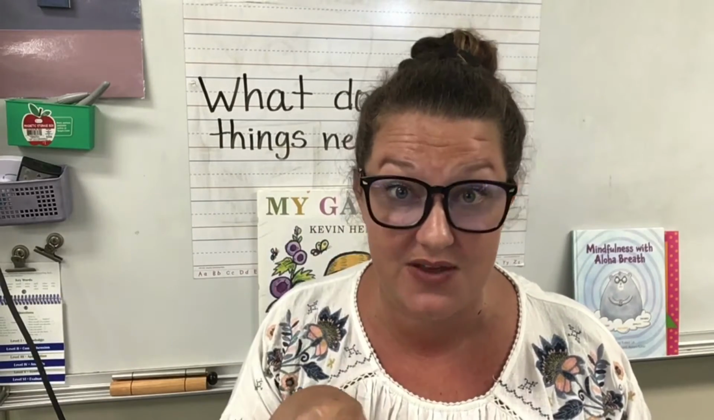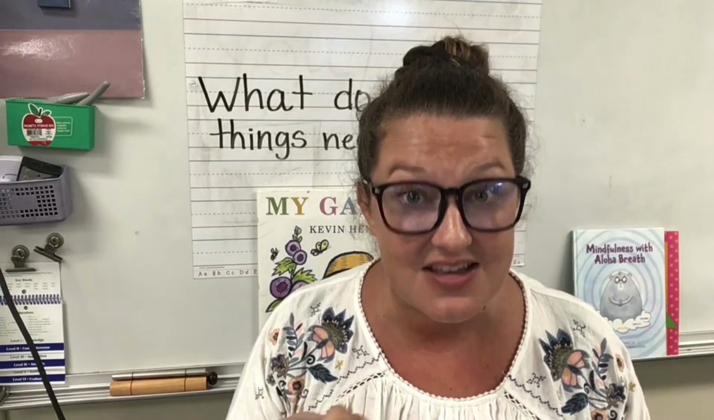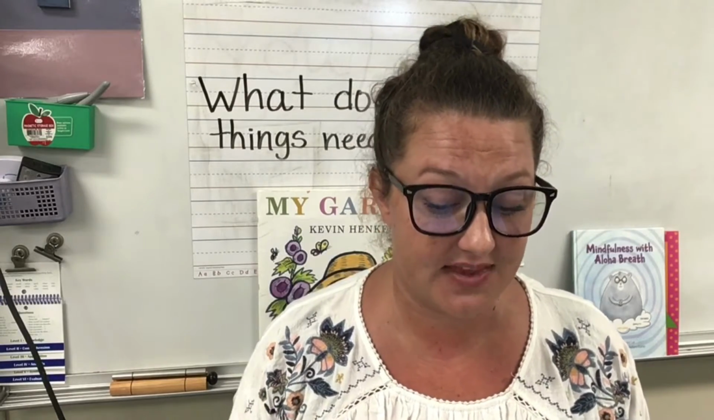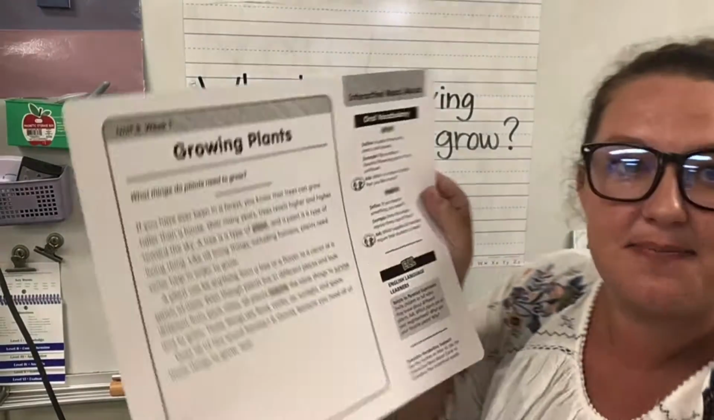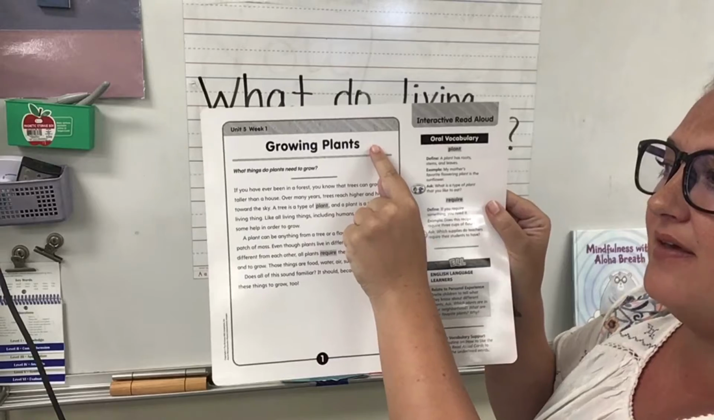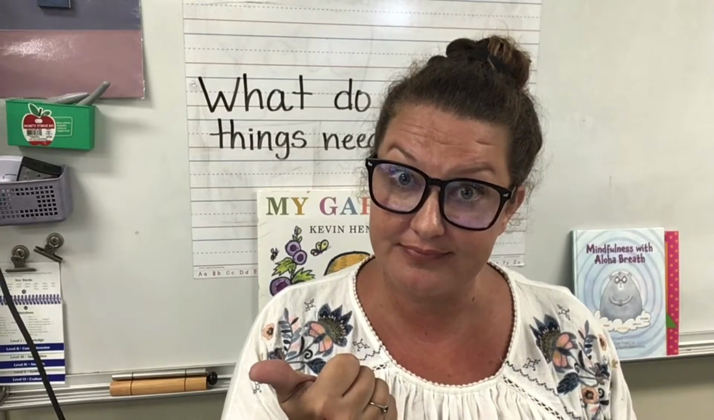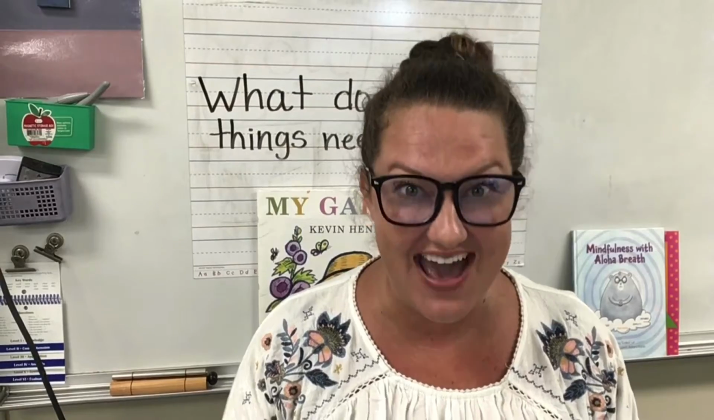All right, listen carefully for all the words we've been talking about in our story. Now, this is a true story. Informational text is going to teach us about real things and real places. This story is about growing plants. So, what things do plants need to grow? Well, we know they need water. I wonder what else they need. Let's read and find out.